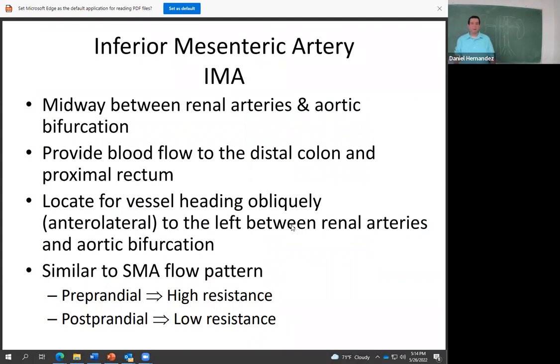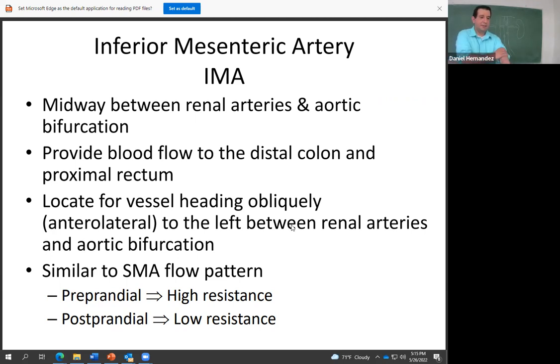And then the final major branch of the abdominal aorta is the inferior mesenteric artery, or IMA. This lies midway between the renal arteries and the aortic bifurcation. The IMA supplies blood flow to the remainder of our digestive tract, the distal colon, as well as the proximal rectum.